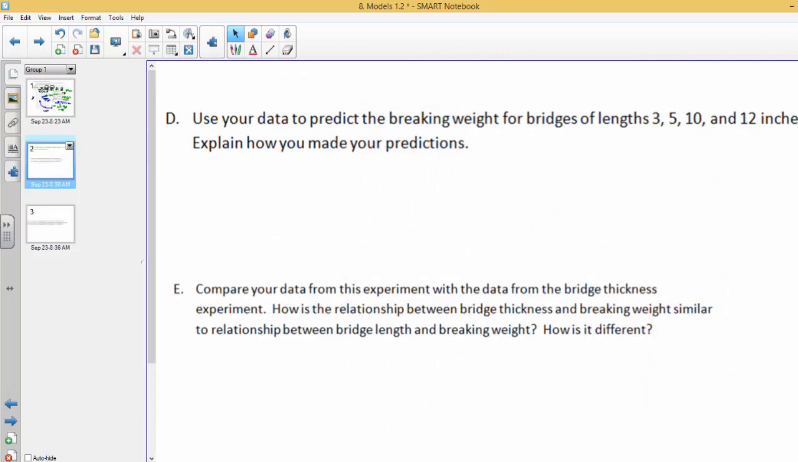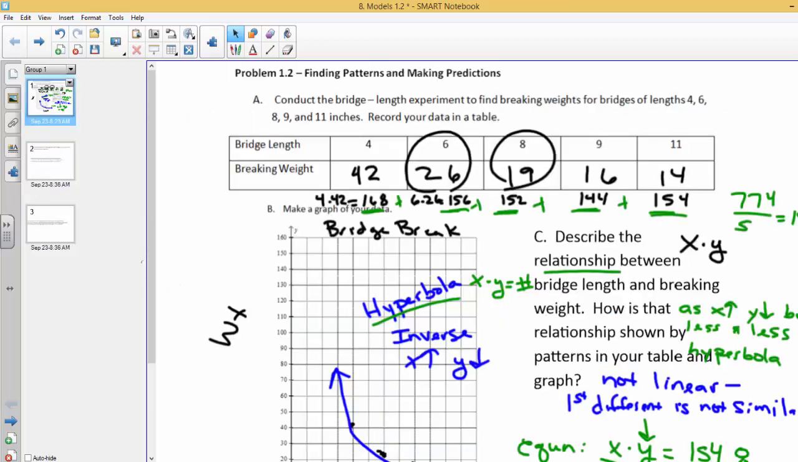So now we're going to predict for 3, 5, 10, and 12. All right, well, 3. So the question is 3 times what? I'm going to put 5, 10, and 12 in before I forget. 3 times what will give you 154.8? So if you do 154.8 divided by 3, you get 51. So that'd be a good approximation.